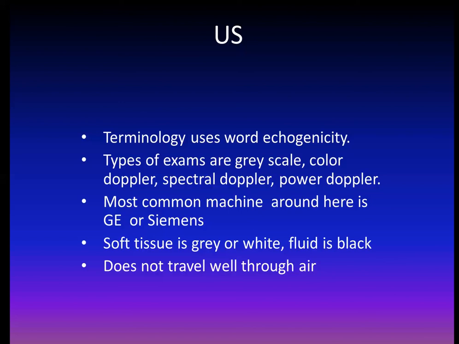Most common around here is probably GE or maybe a Siemens. The soft tissue again is going to be gray or white. Fluid is going to be black or anechoic. If it has a little color to it, you may call it hypoechoic. But again, it does not travel well through the air, so that's good to keep in mind.